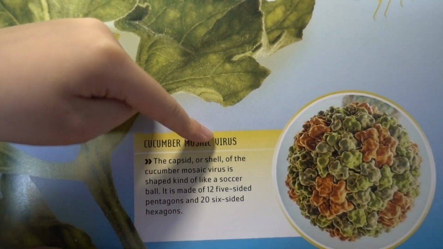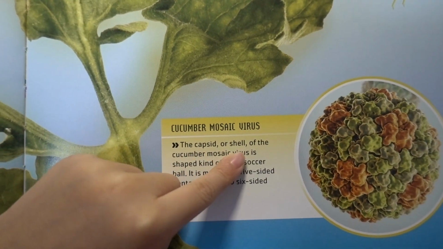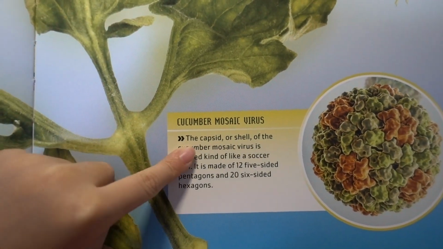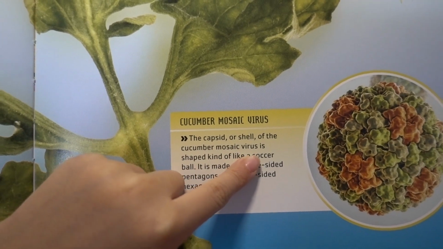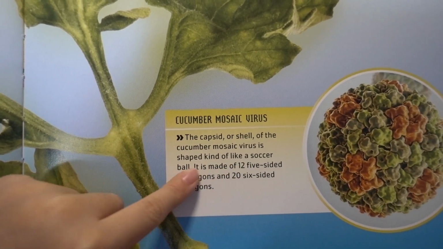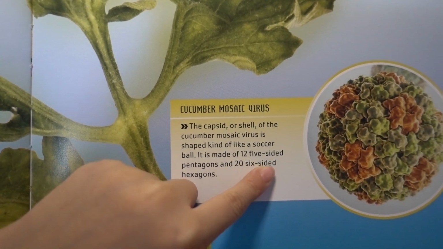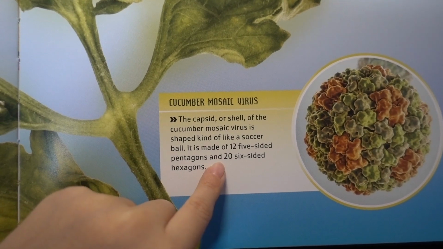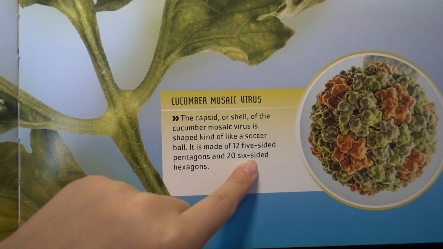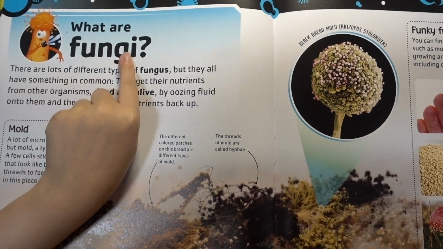Cucumber mosaic virus. The capsid, or shell, of the cucumber mosaic virus is shaped kind of like a soccer ball. It is made of 12 five-sided pentagons and 26-sided hexagons.